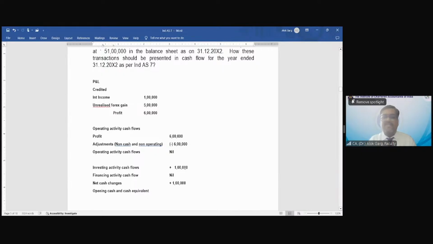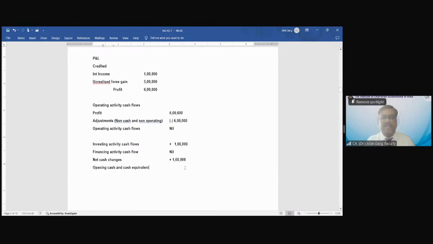And what is my opening cash and cash equivalent, guys? 45 lakhs. And what is my closing cash and cash equivalent in the balance sheet? I'm asking about the balance sheet. 51 lakhs. So net cash change is 1 lakh. So 1 lakh plus 45, it should be 46. But this is 51. So what will happen?